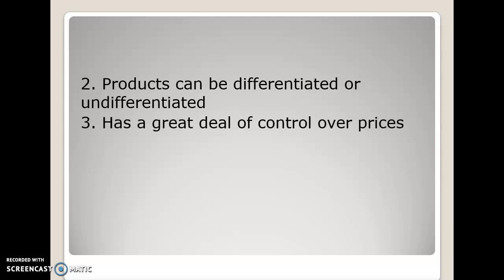Oligopolies have a great deal of control over prices. Here's another term I want you to define. It's mutual interdependence. Let me start over. But this is very notable. It is the most important characteristic of an oligopoly. So I want you to star that, highlight that, write that down, do what you need to do to know that this is the most important characteristic of an oligopoly.